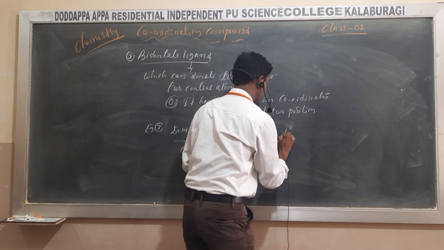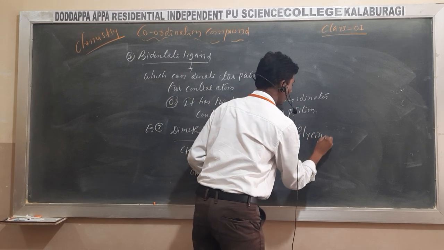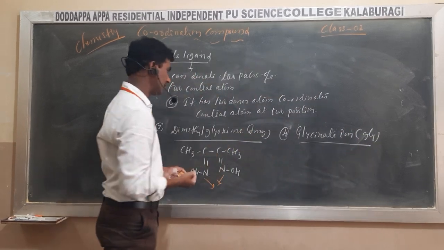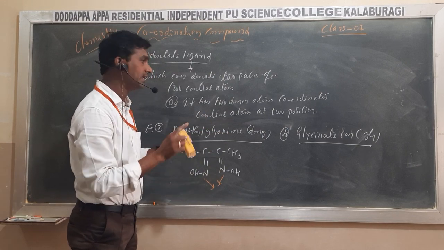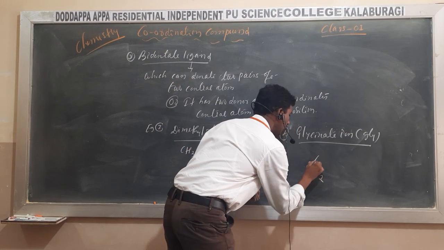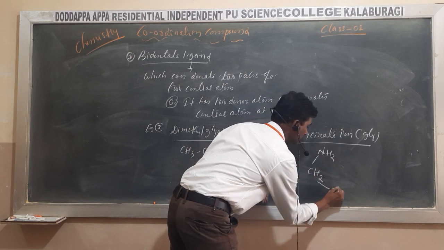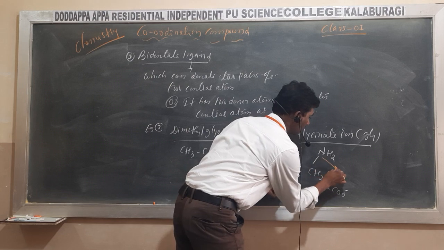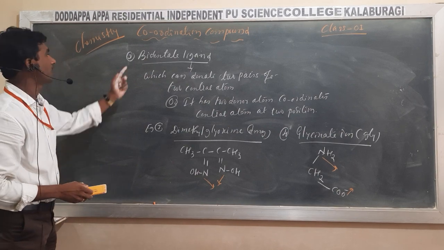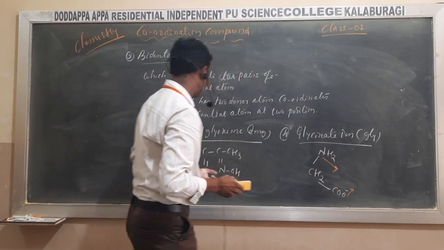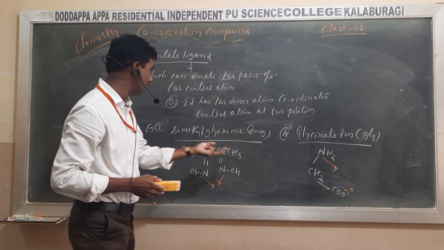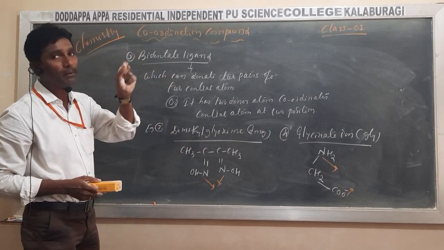The next is the fourth example, the glycinate ion. We can write GLY for the glycinate ion, DMG for dimethyl glyoxime, en for ethylene diamine, and OX for oxalate. So what is this glycinate ion? We can write here CH2, then NH2, and COO minus. How many donors? Two donors. Nitrogen is one donor, and oxygen is one donor. Total donor atoms are 2, so hence it is called a bidentate ligand. Glycinate is a negative bidentate ligand. Oxalate is a negative bidentate ligand. DMG and ethylene diamine are neutral bidentate ligands.